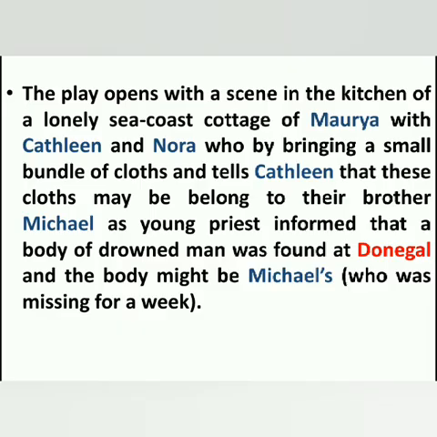So the play Riders to the Sea opens with a scene in the kitchen of Maurya's lonely seacoast cottage with Cathleen and Nora. Actually, Cathleen was in the kitchen making cake, and at that time Maurya was lying down, sleeping, because she was so grief-stricken. And then Nora brings out a small bundle of clothes and tells Cathleen that these clothes may belong to their brother Michael, who has been missing for a week.